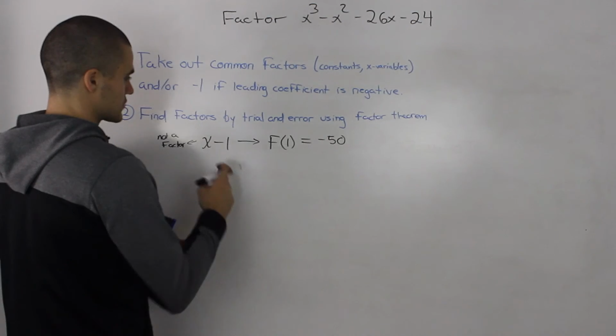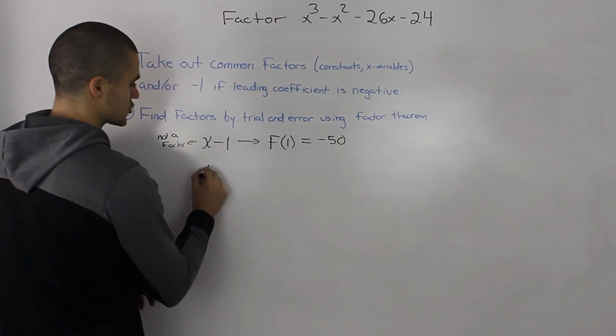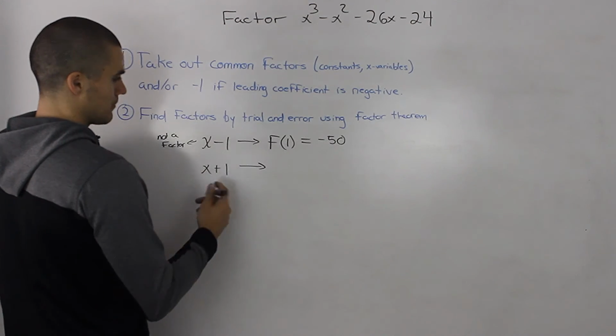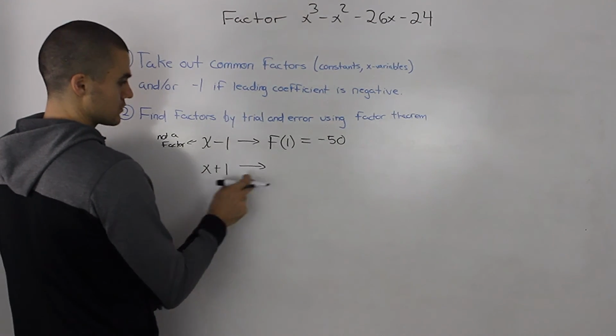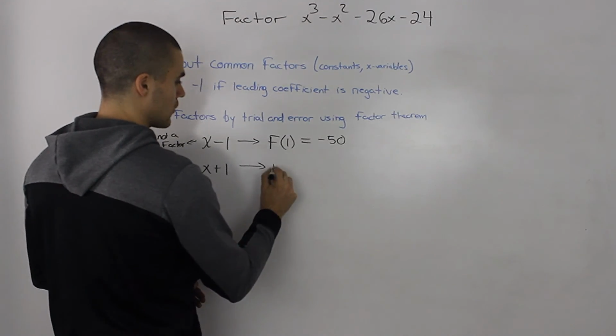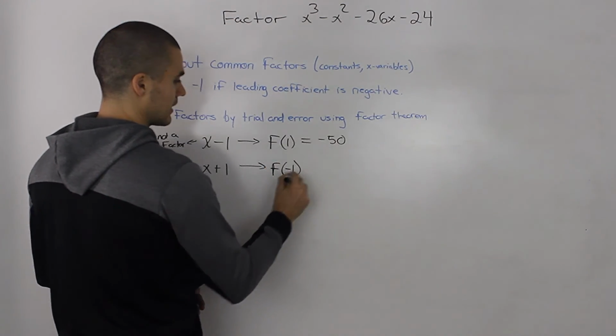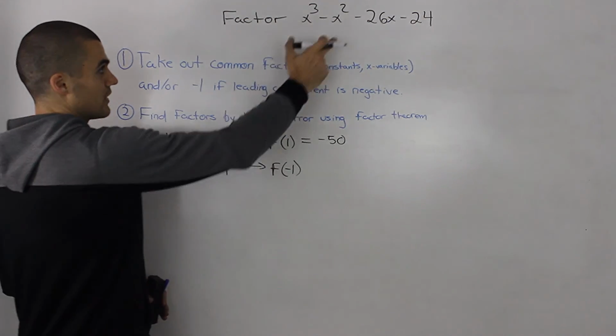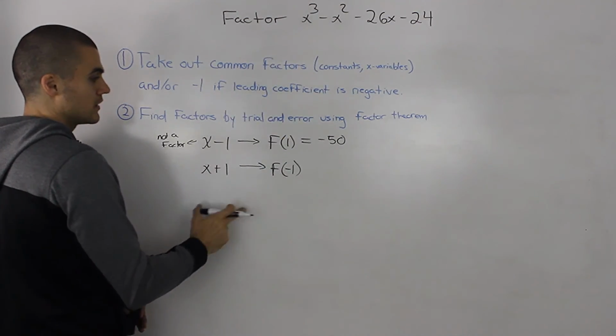And then we go to the next one. So we did x minus 1, let's try x plus 1. And if you remember, x plus 1, to find the remainder of that, we would have to switch it into the x minus k form. So we would have to plug in f of -1 to see what the remainder would be if we divide this polynomial by x plus 1.